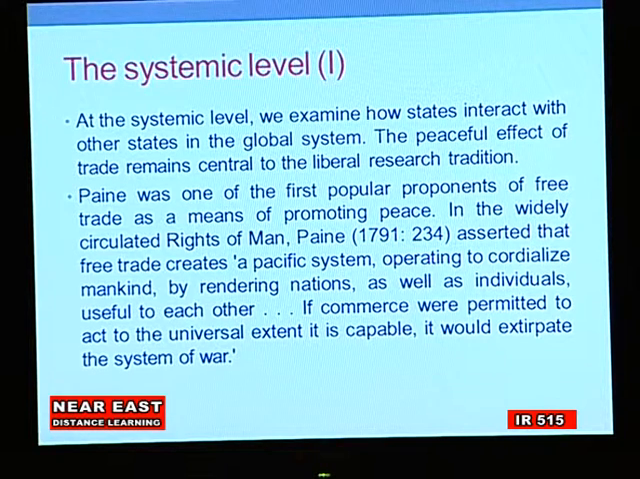And Paine explains this by putting forward that, in the widely circulated Rights of Man, he asserted that free trade creates a pacific system operating to cordialize mankind by rendering nations as well as individuals useful to each other. So, if commerce were permitted to act to the universal extent, it would extirpate the system of war. Paine explains that in an international system where we have interdependent states and trade relations, it's more likely to see states evolving into more cooperative relations, and naturally less and less conflict and tension within that framework.